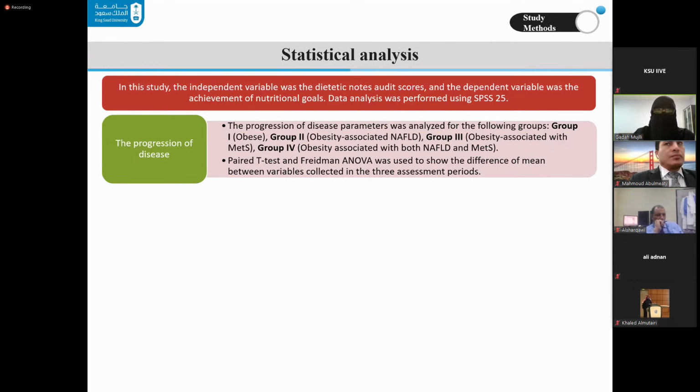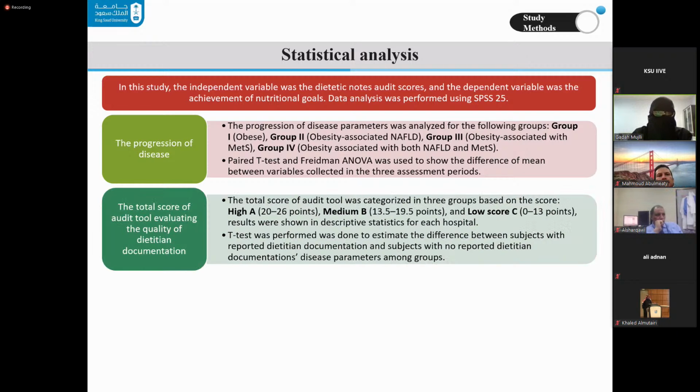The progression of the disease was based on, after grouping the subjects into the 4 groups, a paired t-test and Friedman ANOVA to show the difference of means between the variables collected in 3 assessment periods. The first period is the baseline, the second period is after 6 months, and the third and final period is after 12 months from baseline. The total score of the audit tool will be put in 3 levels: level A, which is high, level B, which is medium, and level C, which is the low score.